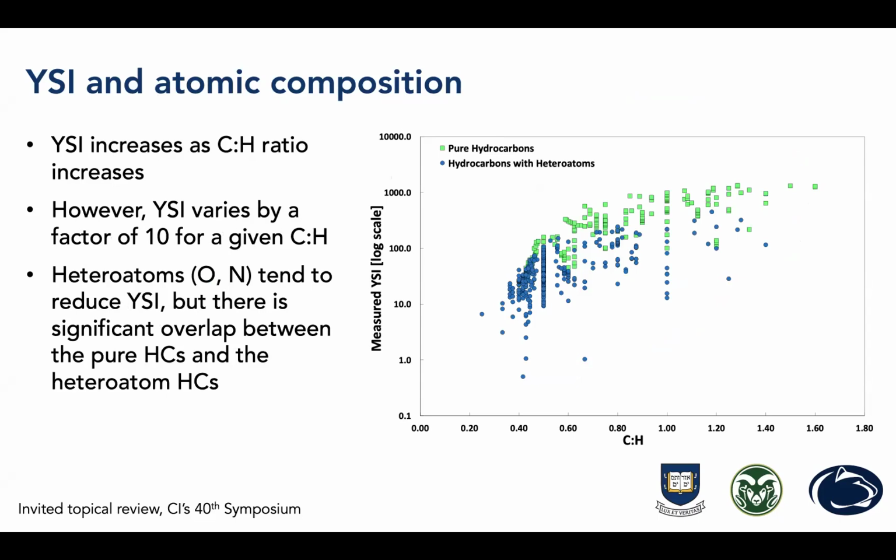If you just look at atomic composition, you don't get a good correlation at all. The C to H ratio is somewhat correlative, but certain compounds that have the same C to H ratio have YSIs varying by a factor of 10. So this is not a useful correlation. Heteroatoms like oxygen and nitrogen tend to reduce YSI, but there's significant overlap between pure hydrocarbons and heteroatom compounds.